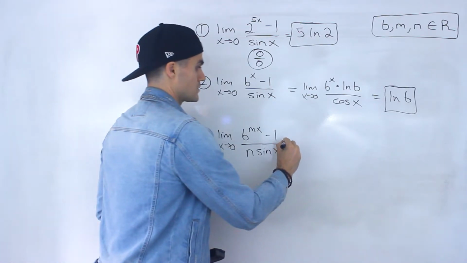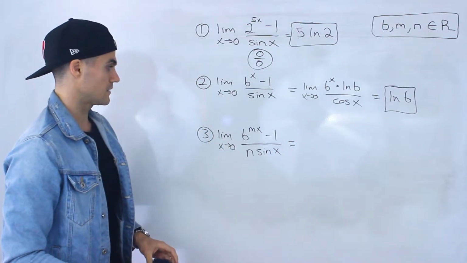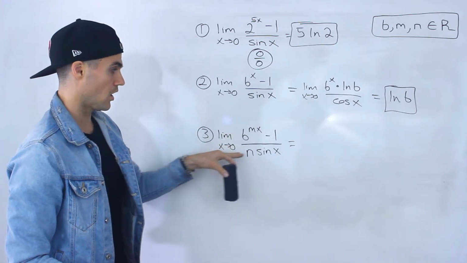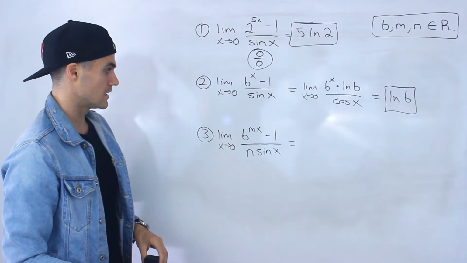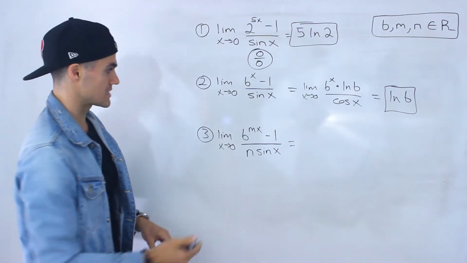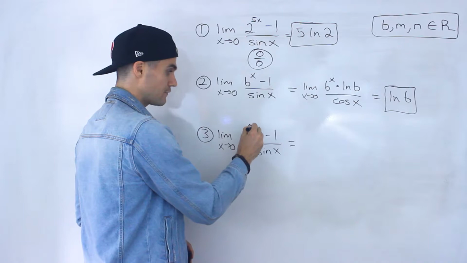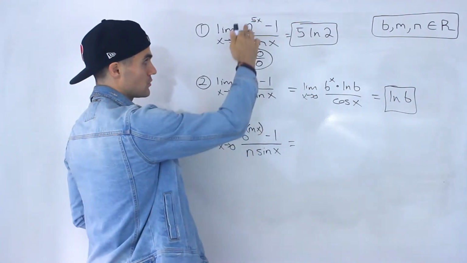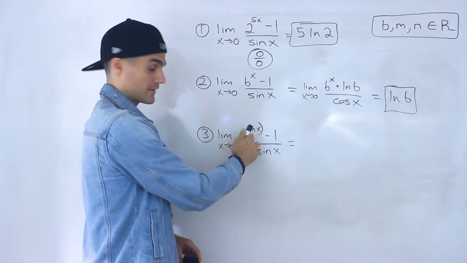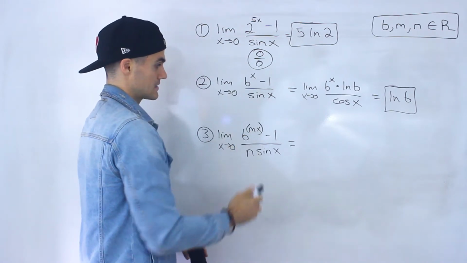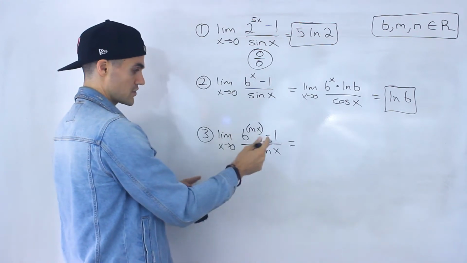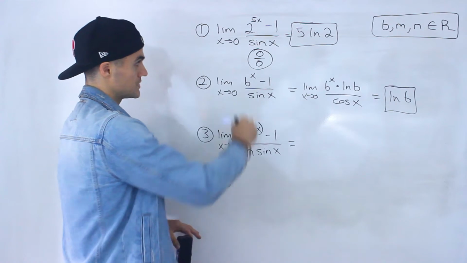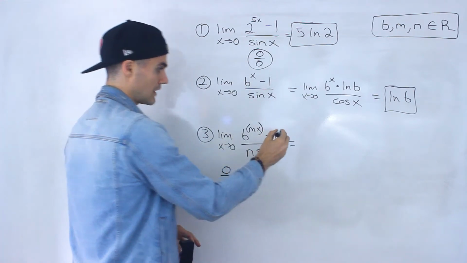Moving on to number 3, we got the limit as x approaches 0 of b to the power of mx minus 1 all over n sine x. This one's a little bit more complex because we have a function, kind of like this here. We got 2 to the power of 5x, we got b to the power of mx, and then over here we got n sine x. First off, we can't do a direct substitution. Again, we're going to get 0 over 0 like we did for the last two. So let's apply L'Hopital's rule.